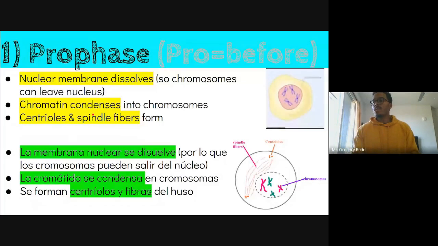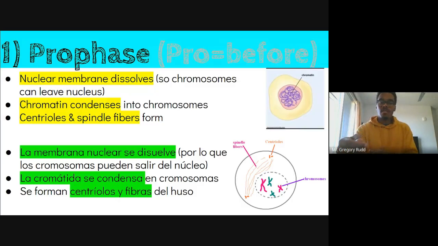Lastly, before we can actually divide the DNA, centrioles and spindle fibers have to form. I like the analogy of a fishing rod. Some of you may never have been fishing. I didn't go fishing until I was 21 for the first time. So it's not the most common experience if you live in a city in a more urban environment. But I trust that we all know what a fishing rod looks like and how it works.